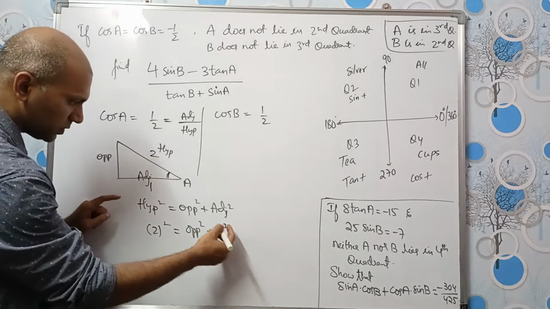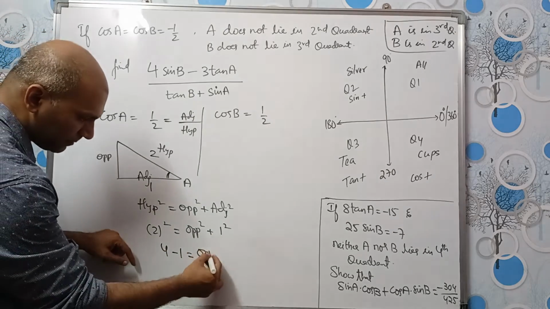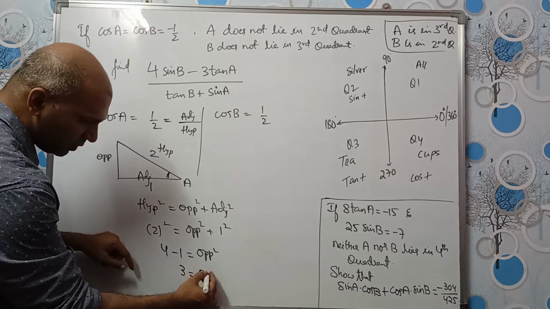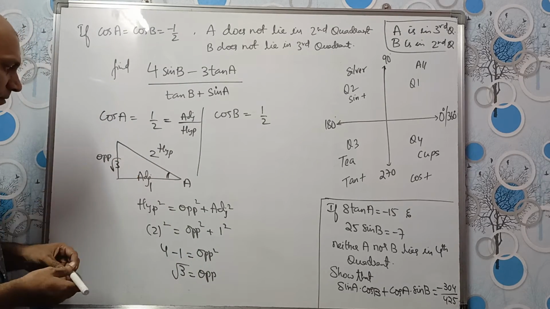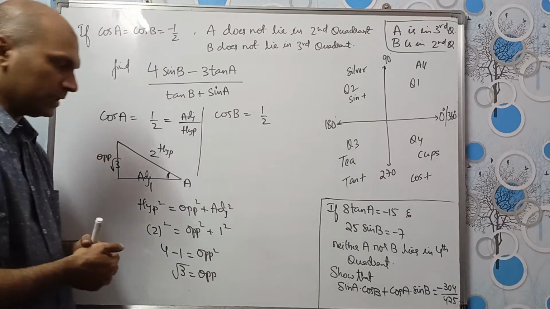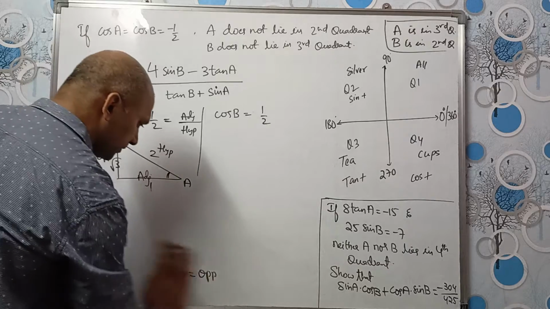Adjacent square is 1, so it is 1 square. So it is 4, 1 comes here, right? So 4 minus 1, opposite square is equal to 3. So opposite is how much? It is root 3. We got this as root 3.